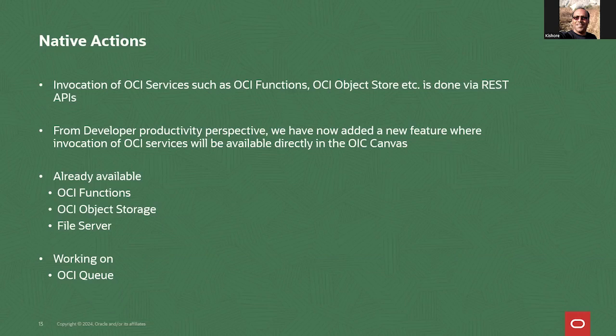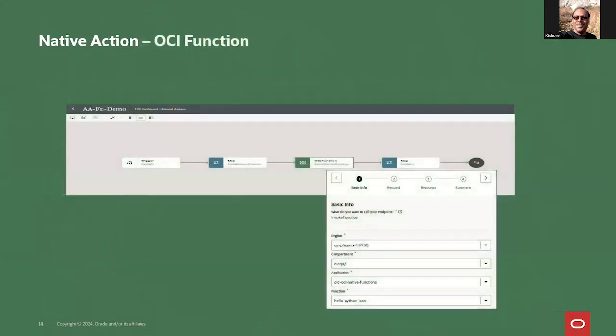Because this tries to help developer productivity. In past releases, one had to go through the pain of creating connections if they had to invoke functions, or object storage, or a file server. So you needed connections specifically, and then you would use those in your integration logic. But native actions help us straight away leverage these actions and invoke different operations on these resources.